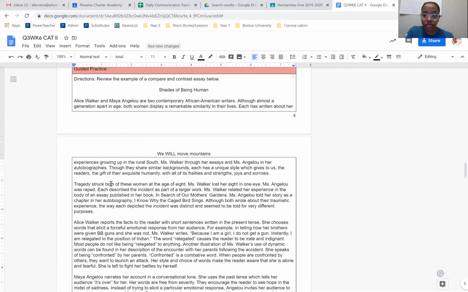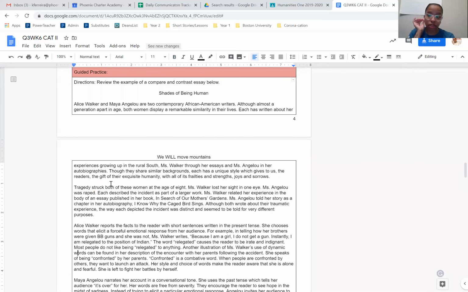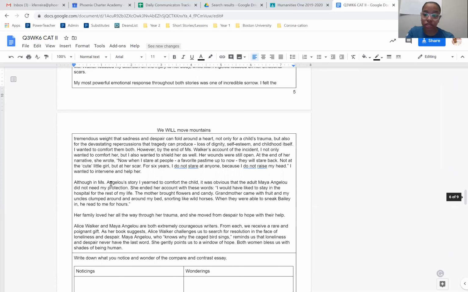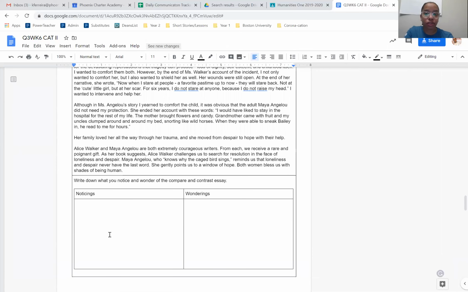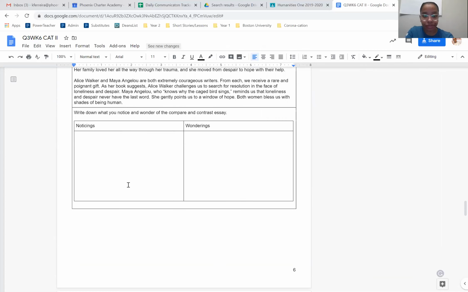So you are going to read and annotate this example of a compare and contrast essay. And write down or circle words that you don't understand or things that you think are interesting, just like our regular annotation tools, you're going to use that. After you have read the essay, I want you to write down things that you notice and wonder about what this compare and contrast essay has. So you'll do that.